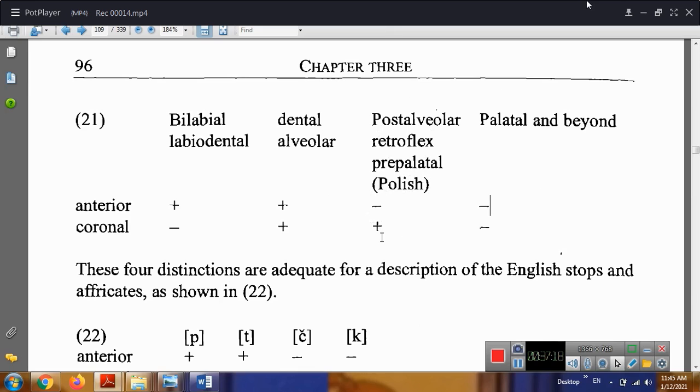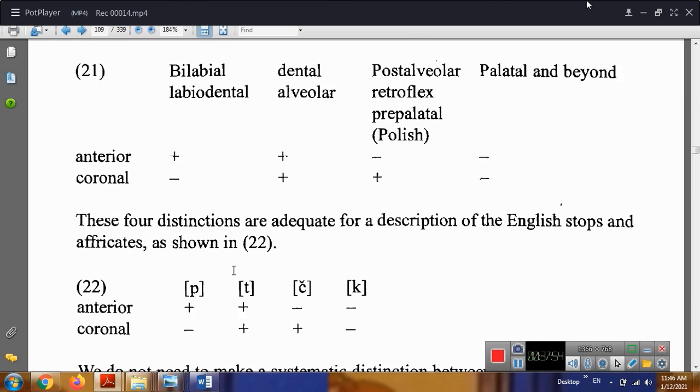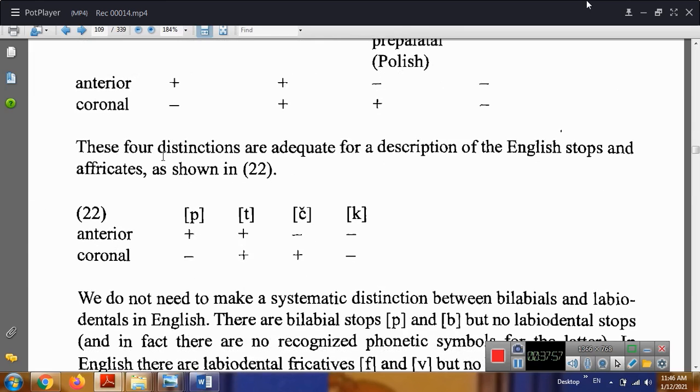For example, for producing la, we don't have any structure at the two sides of the tongue, but we have a structure between the blade of the tongue and the alveolar ridge. Therefore, we consider the lateral sound and the retroflex sound as plus coronal. But for the palatal, we produce the sound by the body of the tongue. Therefore, we don't consider them as coronal, and we consider them as minus coronal. You should memorize this feature for describing the sound.